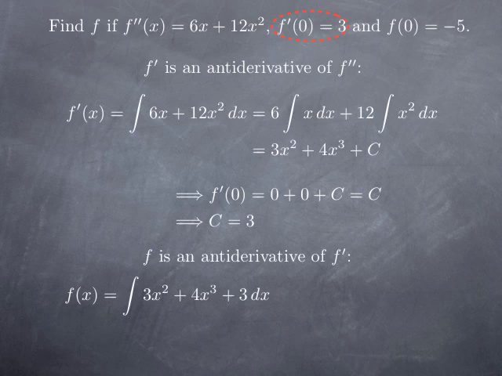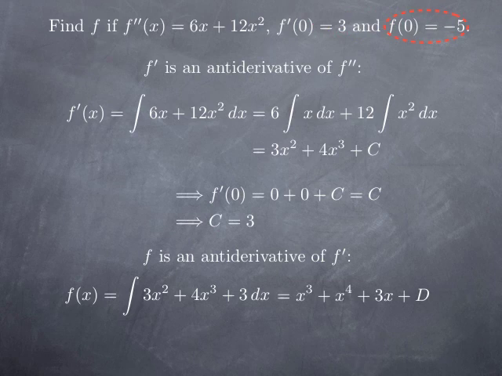Now f is an antiderivative of f prime, so we integrate this 3x squared plus 4x cubed plus 3, and we obtain x cubed for the antiderivative of 3x squared, x to the fourth for the antiderivative of 4x cubed, and 3x for the antiderivative of 3, and this is all up to a constant d. I introduced a different letter because of course this constant doesn't need to be the same as the constant c.